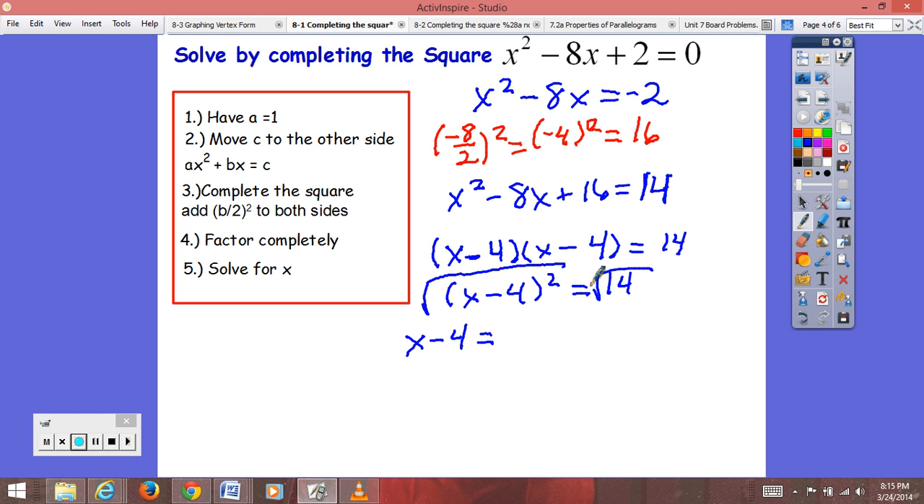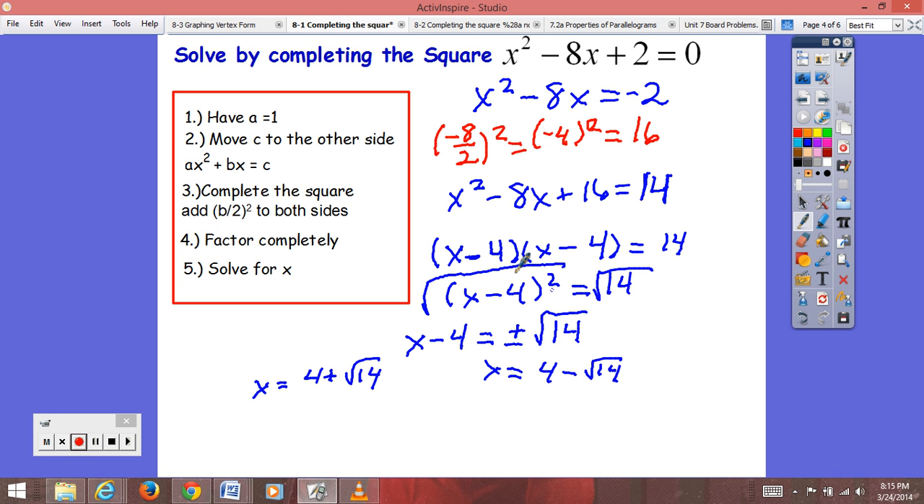and then we can't take the square root of 14, so we can just leave it under the radical for now. We need to add that positive or negative square root of 14. So again, we'll have two answers with that plus or minus. We get x equals 4, because we have -4 here, it would be +4, plus square root of 14, or x equals 4 minus the square root of 14.